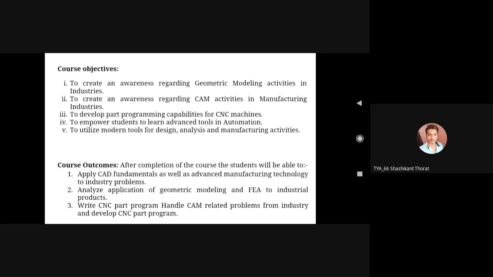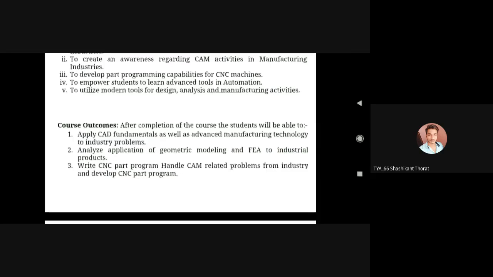Now the course outcomes. Those who have attended all the lectures will definitely get an idea about the course outcomes. After completion of the course, the student will be able to apply CAD fundamentals as well as advanced manufacturing technology to industrial problems, analyze applications of geometric modeling and API to industrial products, write CNC part programs, handle CAM related problems from industry, and develop CNC part programming.